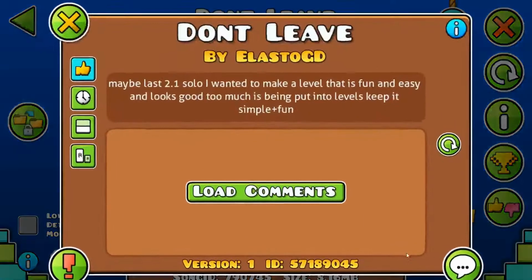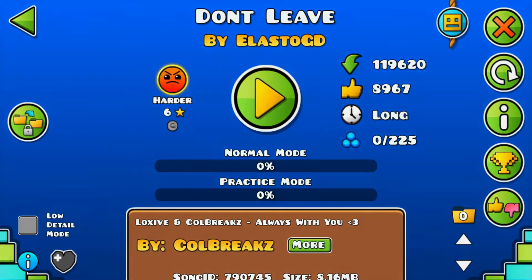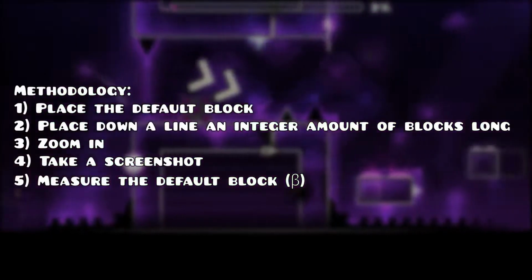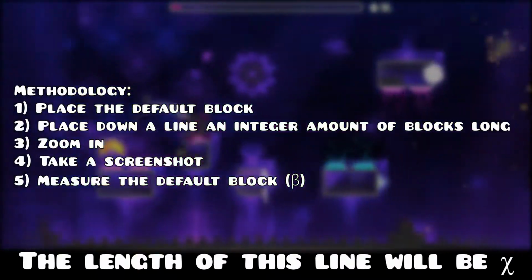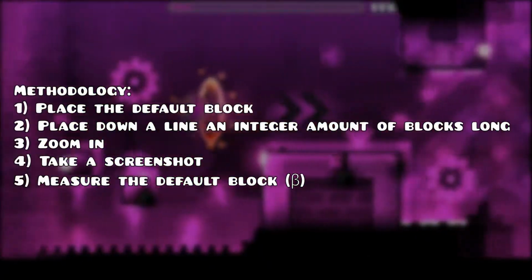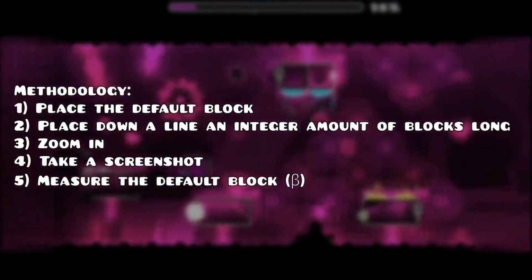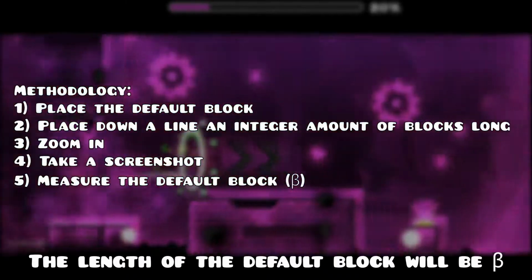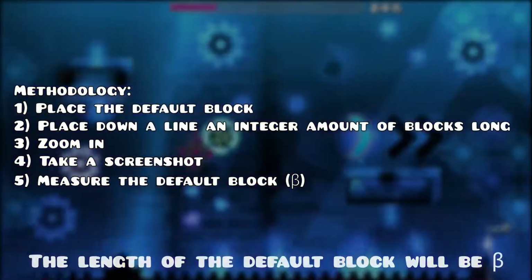Let's get into the methodology. In the GD level editor, place down the default block. Next, place a line with a set integer amount of blocks long. Zoom in the closest you possibly can and take a screenshot. In that screenshot, measure the length of the default block along the same axis the line is along.